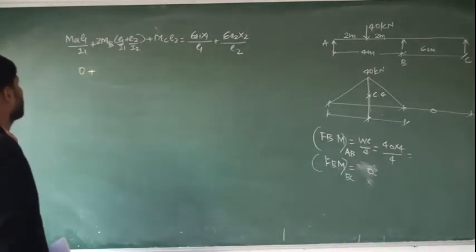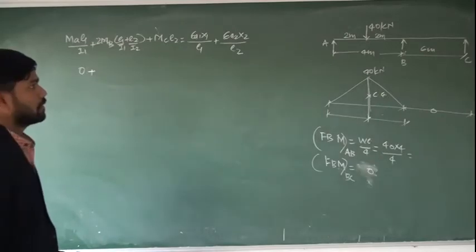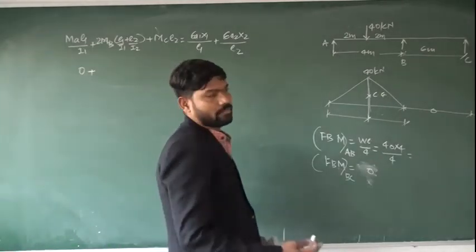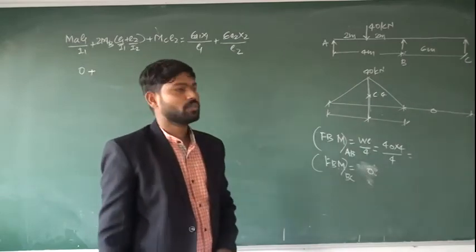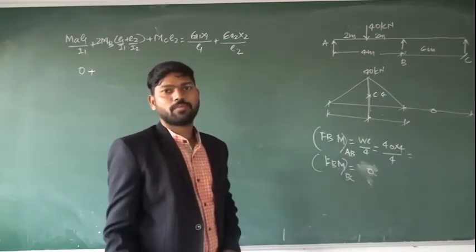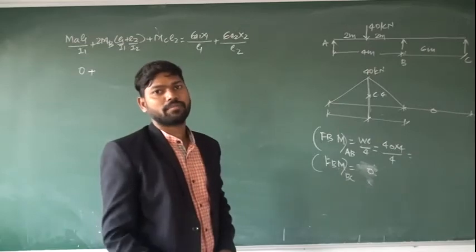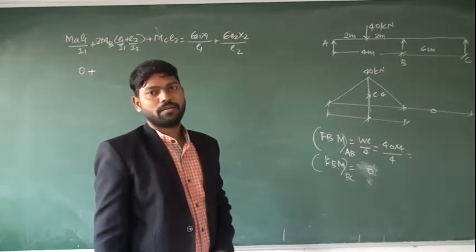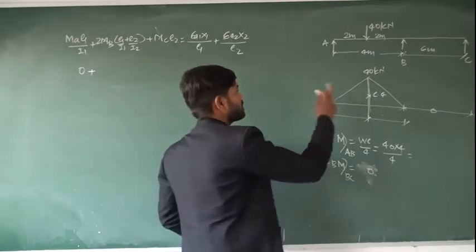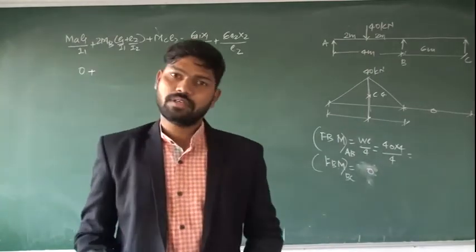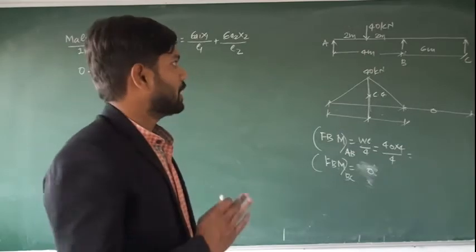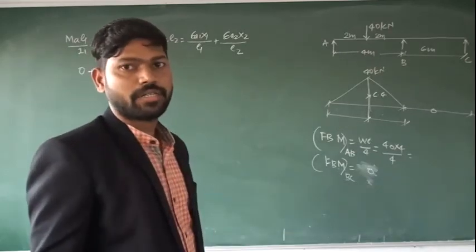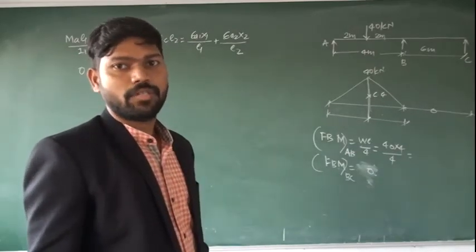MA L1 divided by I1 is 0 because A and C are simply supported. It may be a roller, it may be a hinge. If the end supports are simply supported, then the bending moment at that particular support will be 0. Okay. If A and C were fixed supports, there would be some support moment. But A and C both are simply supported, so the moment will be 0.